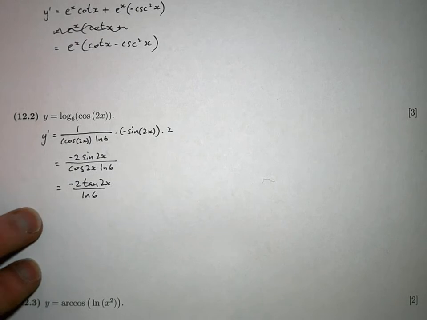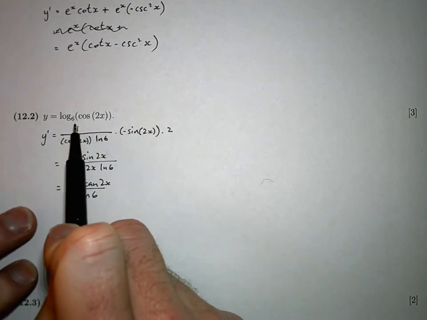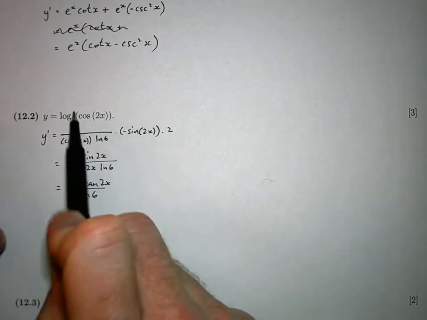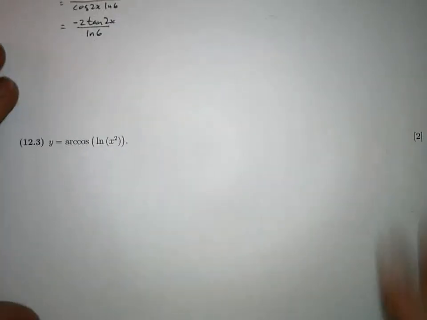So very easy marks if you know what you're doing. Just be careful. Use the chain rule, not the product rule. Log base 6 is always the log base 6 of something, and in this case the something is what's in that bracket. Okay, last one.